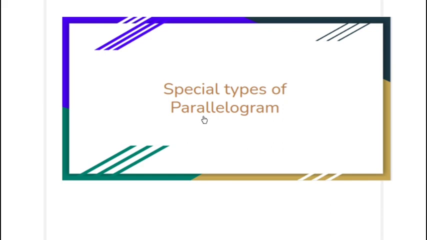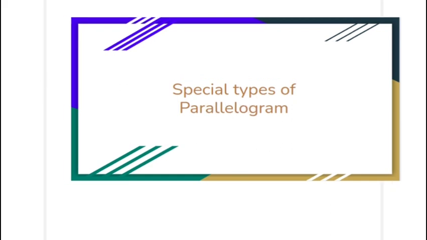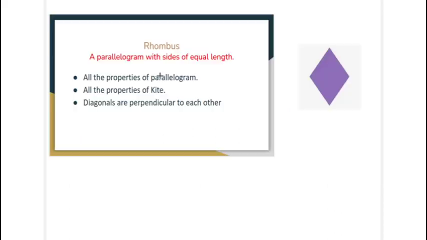Now today we will discuss special types of parallelogram. So what are the special types of parallelogram? The first one is a rhombus. What is a rhombus? A parallelogram with sides of equal length. So it is a parallelogram, and all the sides are of equal length. All the sides of a rhombus are of equal length.